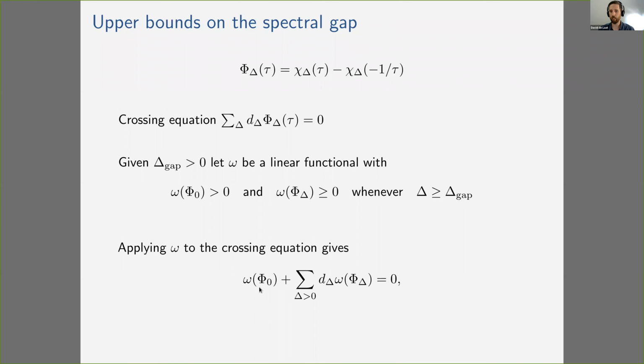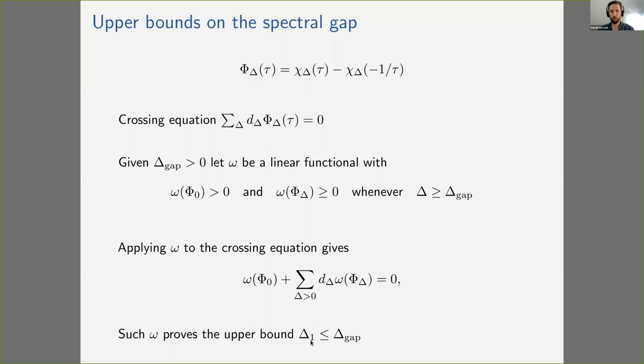So if the first term is strictly greater than 0, and you have to get 0, then one of these terms here must be negative. But these values are all non-negative for delta at least delta gap. So that means that there must be a term here where delta is smaller than delta gap. So this omega proves an upper bound delta gap on the first scaling dimension, on the spectral gap.